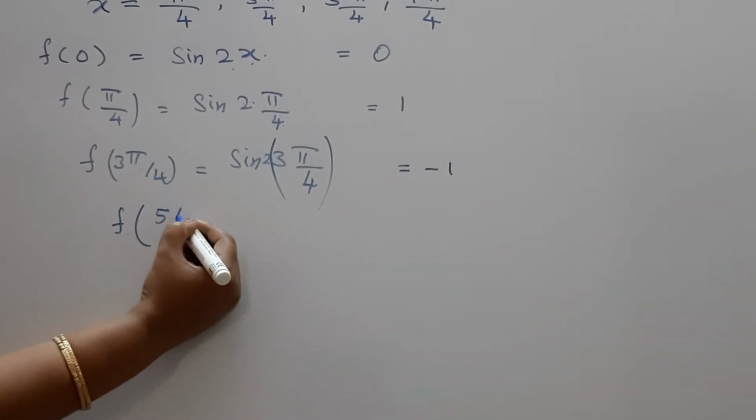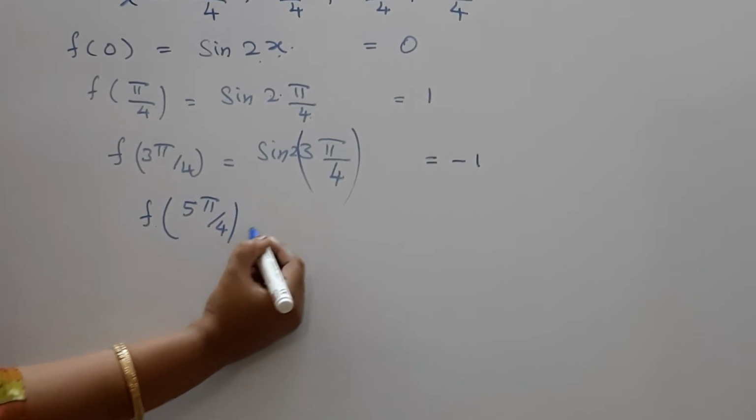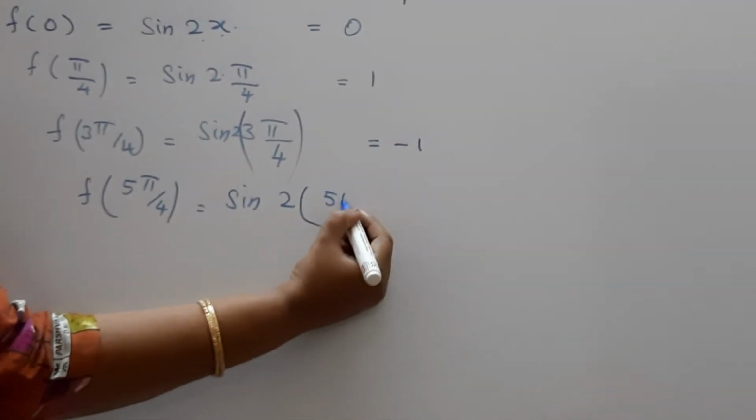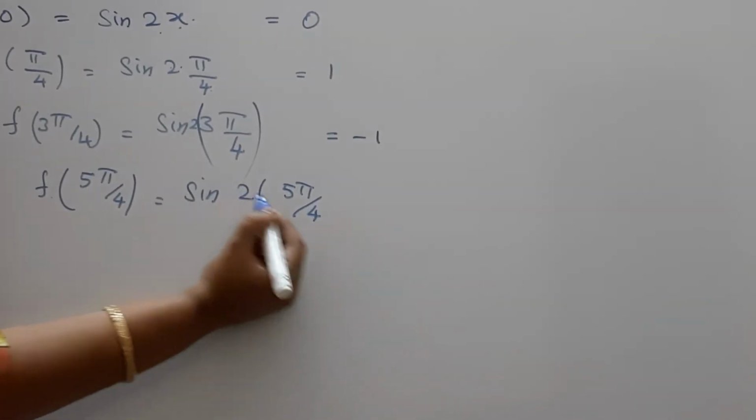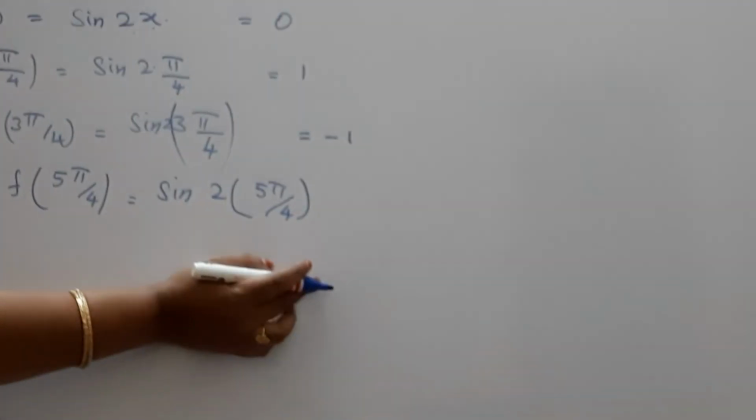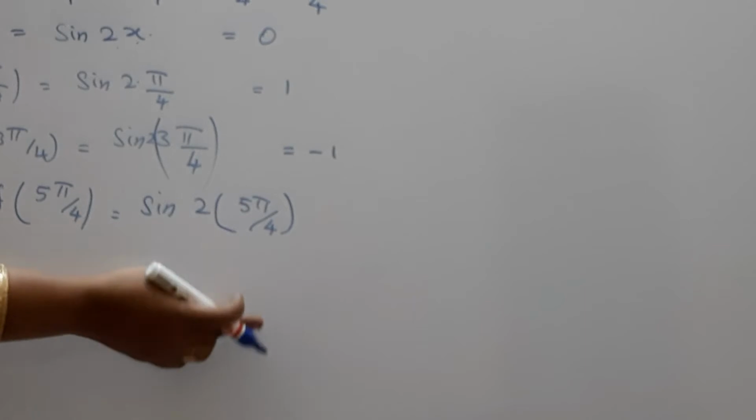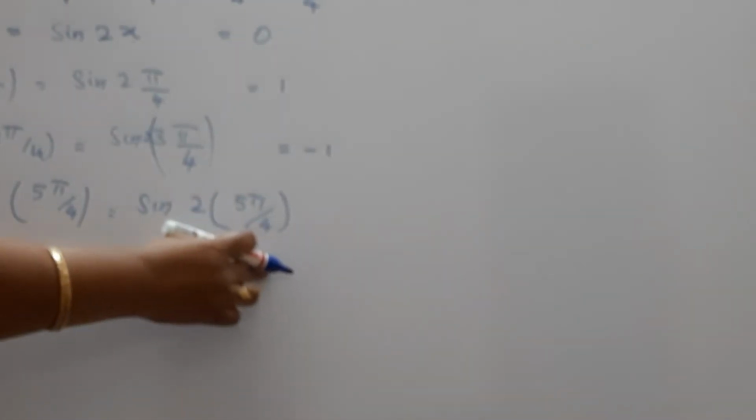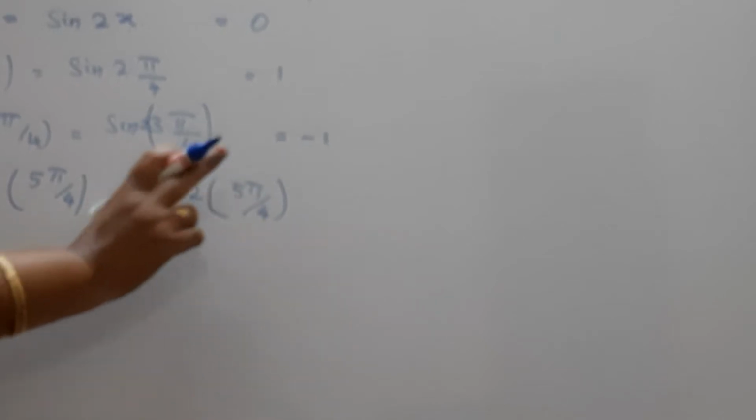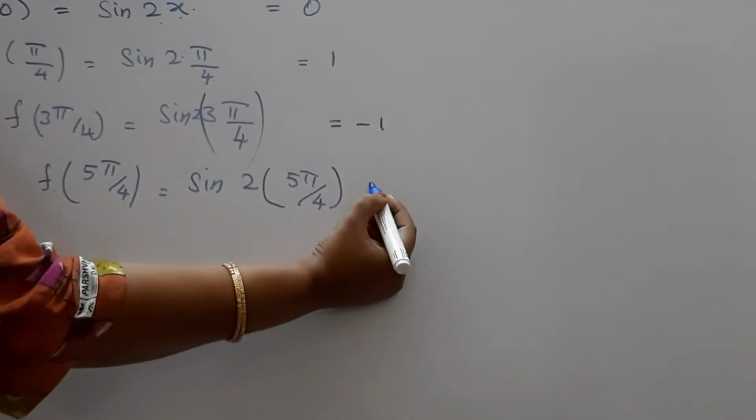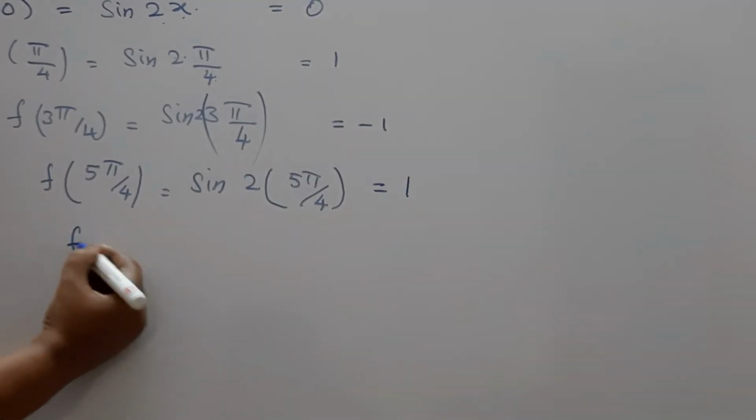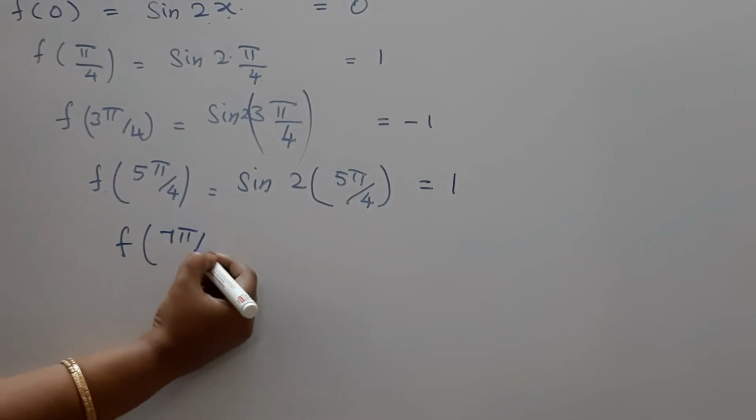f of 5 pi by 4, that is sin 2 into 5 pi by 4. Again this 4 gets cancelled with 2, so we will have pi by 2. It is again multiples of pi by 2. In 5 pi by 4, one circle is completed. 4 pi by 4 is the first cycle completion and the second cycle starts with 90 degrees again. Sin 90 is 1. Next is 7 pi by 4.